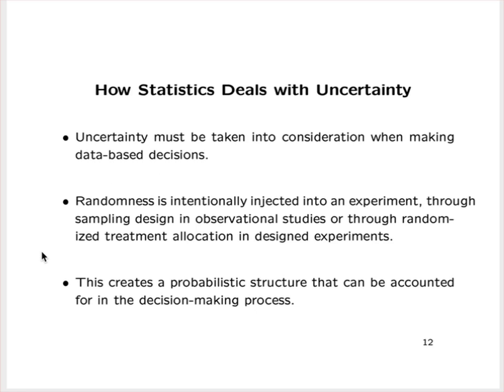So again, uncertainty must be taken into consideration when making data-based decisions. Now, the way that we typically do this is that randomness is intentionally injected into an experiment through either the sampling design in observational studies or through randomized treatment allocation in designed experiments.